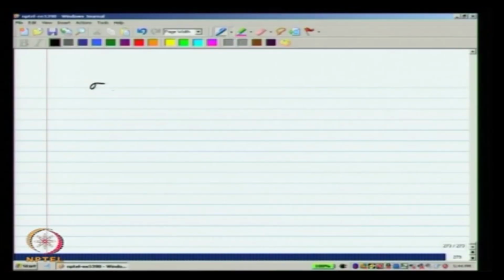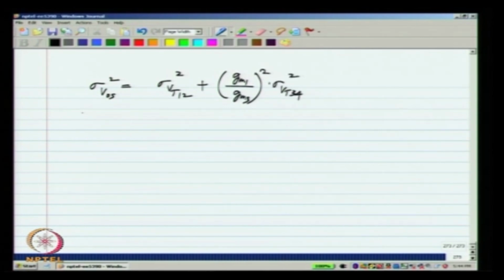So, again the offset of this is the same as the offset of the single stage op amp with the differential pair. That is, the random offset of the two stage Miller compensated op amp is the same as the random offset of the first stage differential pair, which is of course determined by the differential pair transistors and the load transistors. So, the random offset variance will be sigma VT12 squared plus (GM1 by GM3) squared times sigma VT34 squared.